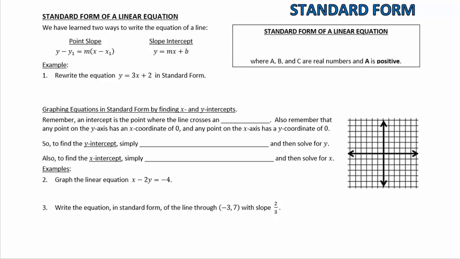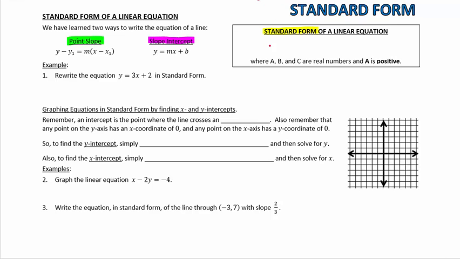Hey students, this is Coach Holiday, and today we're going to look at writing the equation of a linear equation in standard form. Quick review, we've learned two ways to write the equation of a line. The first one is point-slope, and that's beneficial if you have a point and a slope. The second way is slope-intercept. That's beneficial if you have the slope and the y-intercept. Today the third and final way we're going to look at writing the equation of a line is through the standard form. Alright, now let's get started on what standard form is.